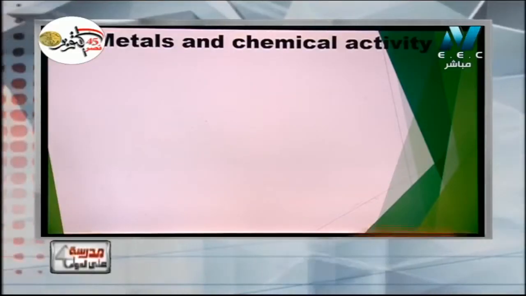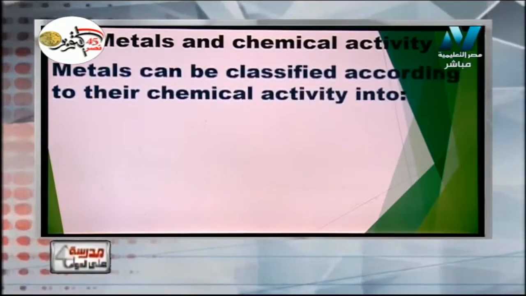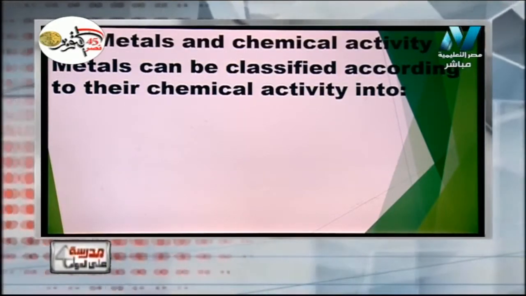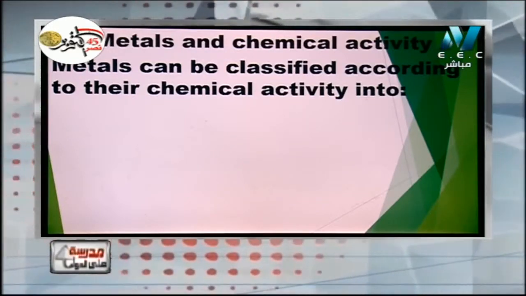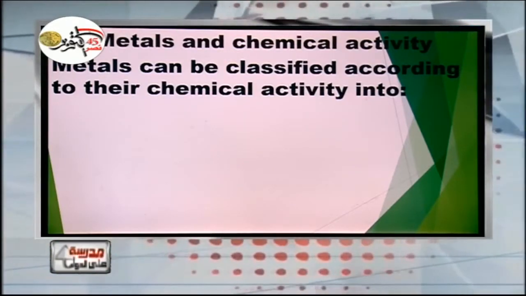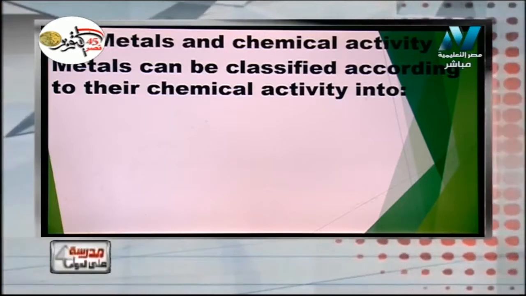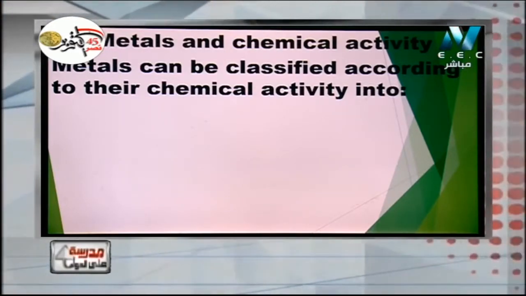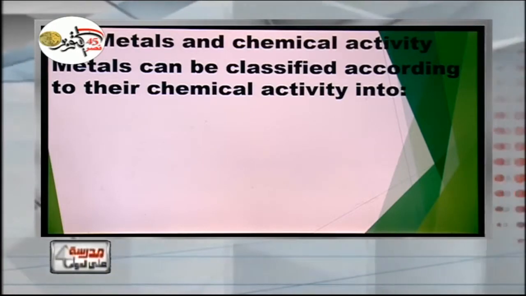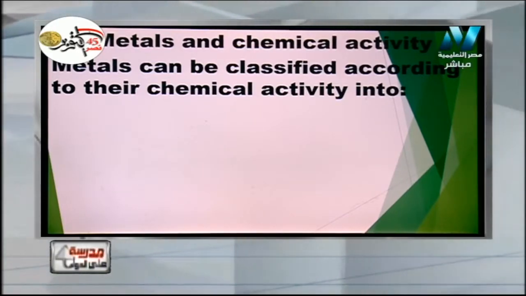Today, let's go on completing what we started before about properties of matter. We talked about the physical properties of matter, and now we're gonna talk about the chemical properties of matter. We're gonna talk about metals and chemical activity. As we know, we have a lot of metals. We have some metals that have a very strong chemical activity, and other metals that are weak in chemical activity. So we can classify metals according to their chemical activity into three parts.